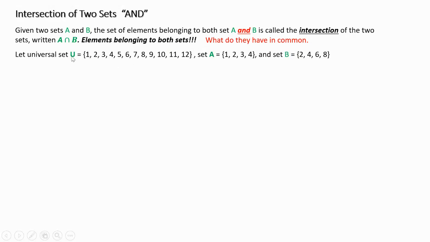Example. The same as before, right? Same universal set. The elements from 1 through 12. Set A contains the elements 1, 2, 3, 4, and set B contains the elements 2, 4, 6, 8. So let's find A intersects B, which means what does set A and set B have in common? They have in common a 2 and a 4. So it will be the set containing elements 2 and 4.